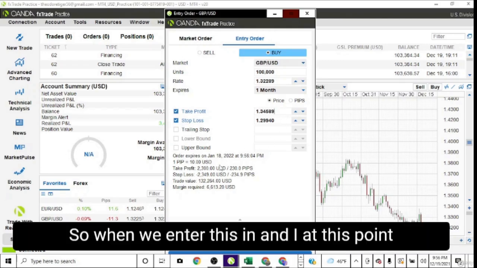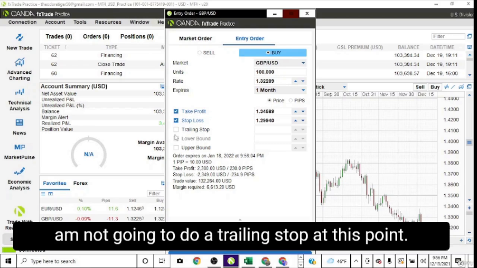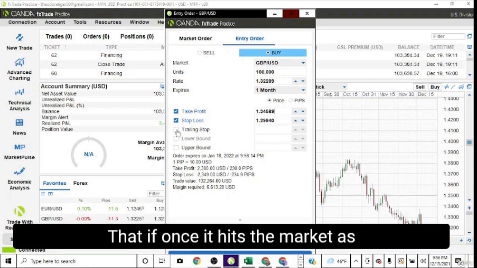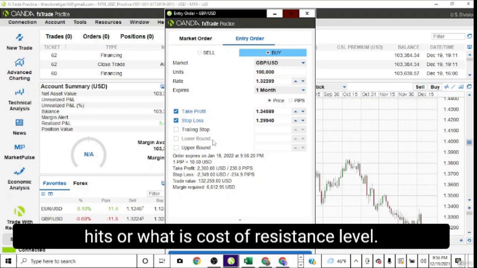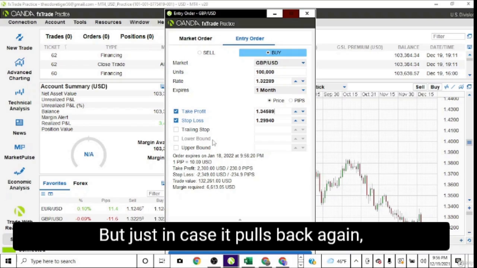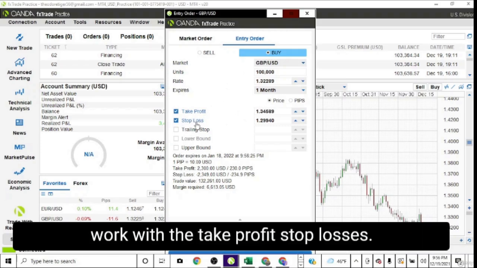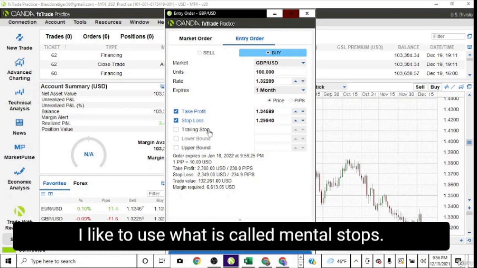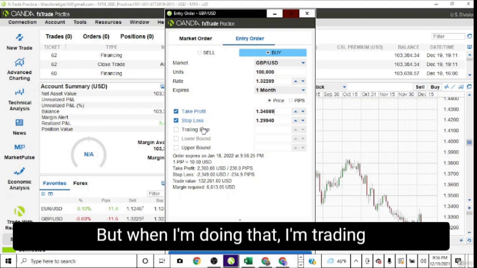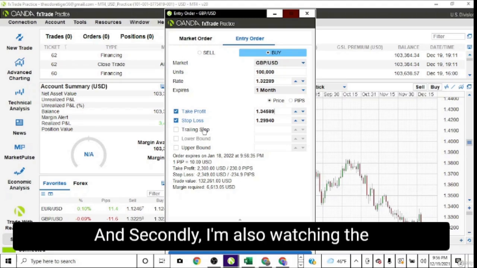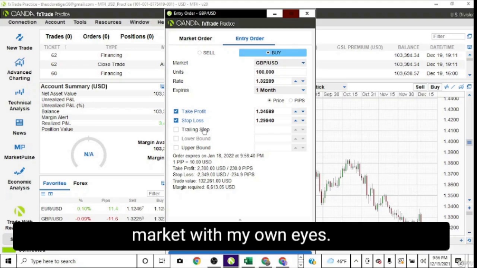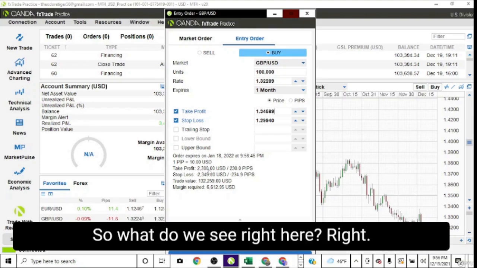So when we enter this in, at this point I am not going to do a trailing stop. But remember, I told you that there are trailing stops: once it hits what is called a resistance level, just in case it pulls back again, the trailing stop will kick you out. We're just going to place this right now and work with the take profit and stop loss. I like to use what is called mental stops. But when I'm doing that, I'm trading in the hourly or the 15 minutes. And secondly, I'm also watching the market with my own eyes. Mental stops. Good question.